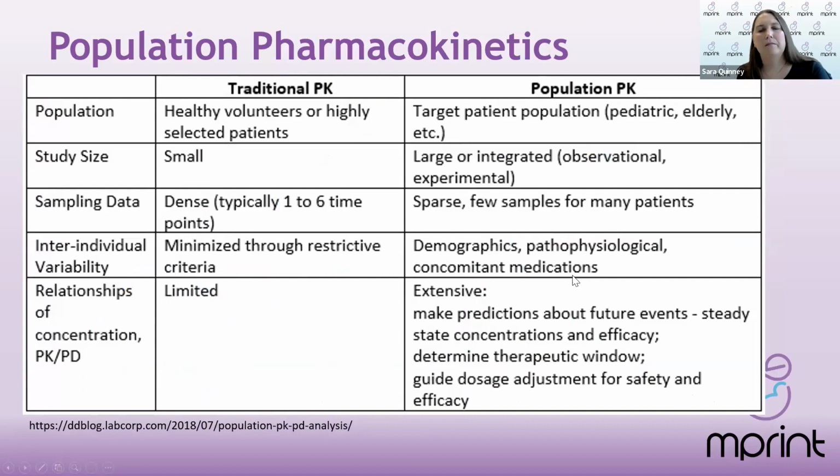This slide shows the difference between the traditional empiric models that we talked about previously and population pharmacokinetic modeling. Traditional pharmacokinetics works best in healthy volunteers or highly selected patients that have very similar or expected PK profiles, whereas population PK can really work better for a more targeted patient population. So we will often see these in our pediatric patients. It's also used quite often in elderly and organ dysfunction patients.